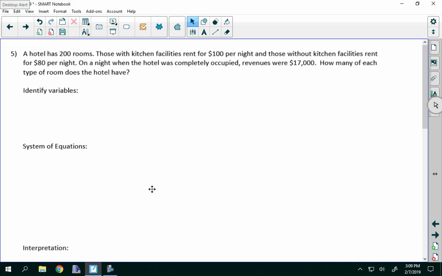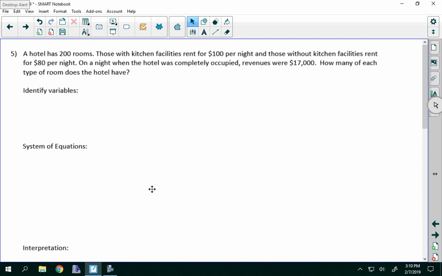Let's take a look at lesson activity number 5 in lesson number 6. A hotel has 200 rooms. Those with kitchen facilities rent for $100 per night, and those without kitchen facilities rent for $80 per night. On a night when the hotel was completely occupied, revenues were $17,000. How many of each type of room does the hotel have?